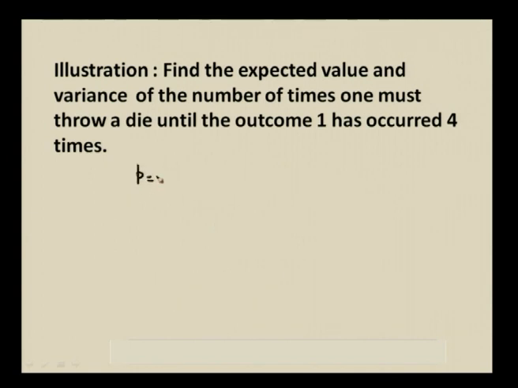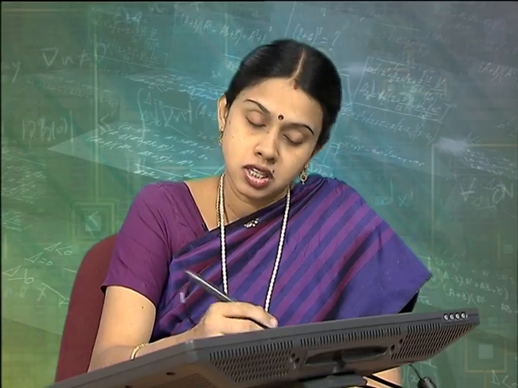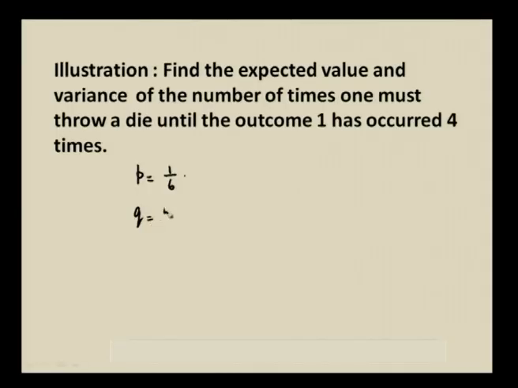P is the probability of success, which is equal to 1 by 6, throwing a die and getting 1. So, out of 6 possibilities, 1 has got 1 by 6. So, Q is equal to 5 by 6. What is R here? R is equal to 4. 4 times we should get the success. So, R is equal to 4.